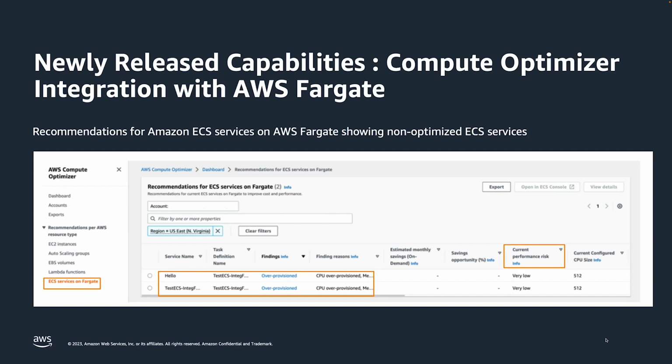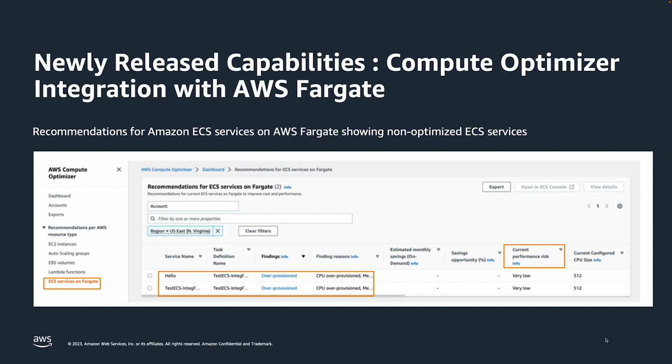Compute Optimizer recommends container-level CPU and memory configurations as necessary when downsizing tasks to ensure compatibility between tasks and the associated container configuration. Once you get into the Compute Optimizer console, click on ECS services on Fargate to see a list of your Amazon ECS services on Fargate. The list prioritizes non-optimized Amazon ECS services on Fargate that have higher current performance risk and cost-saving opportunity.